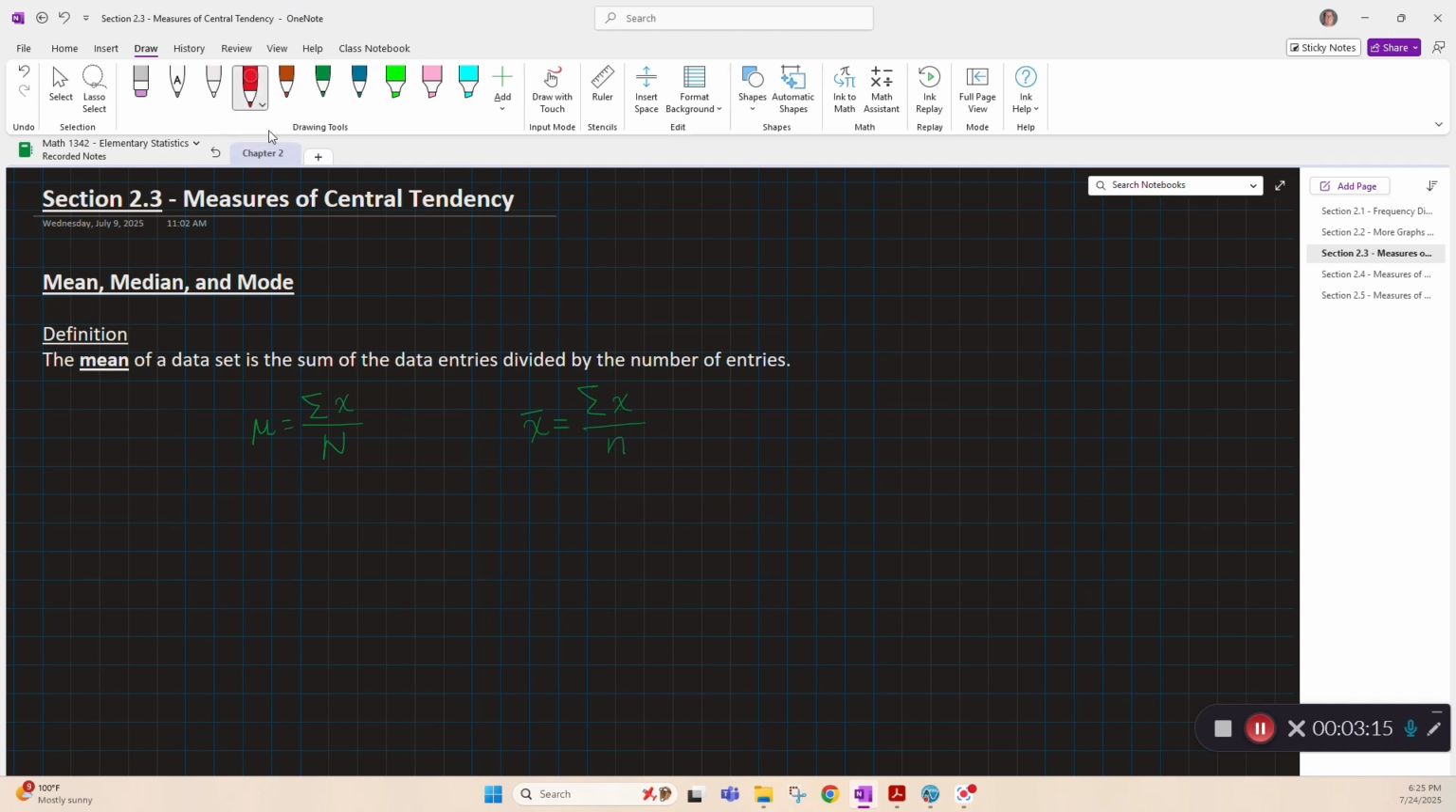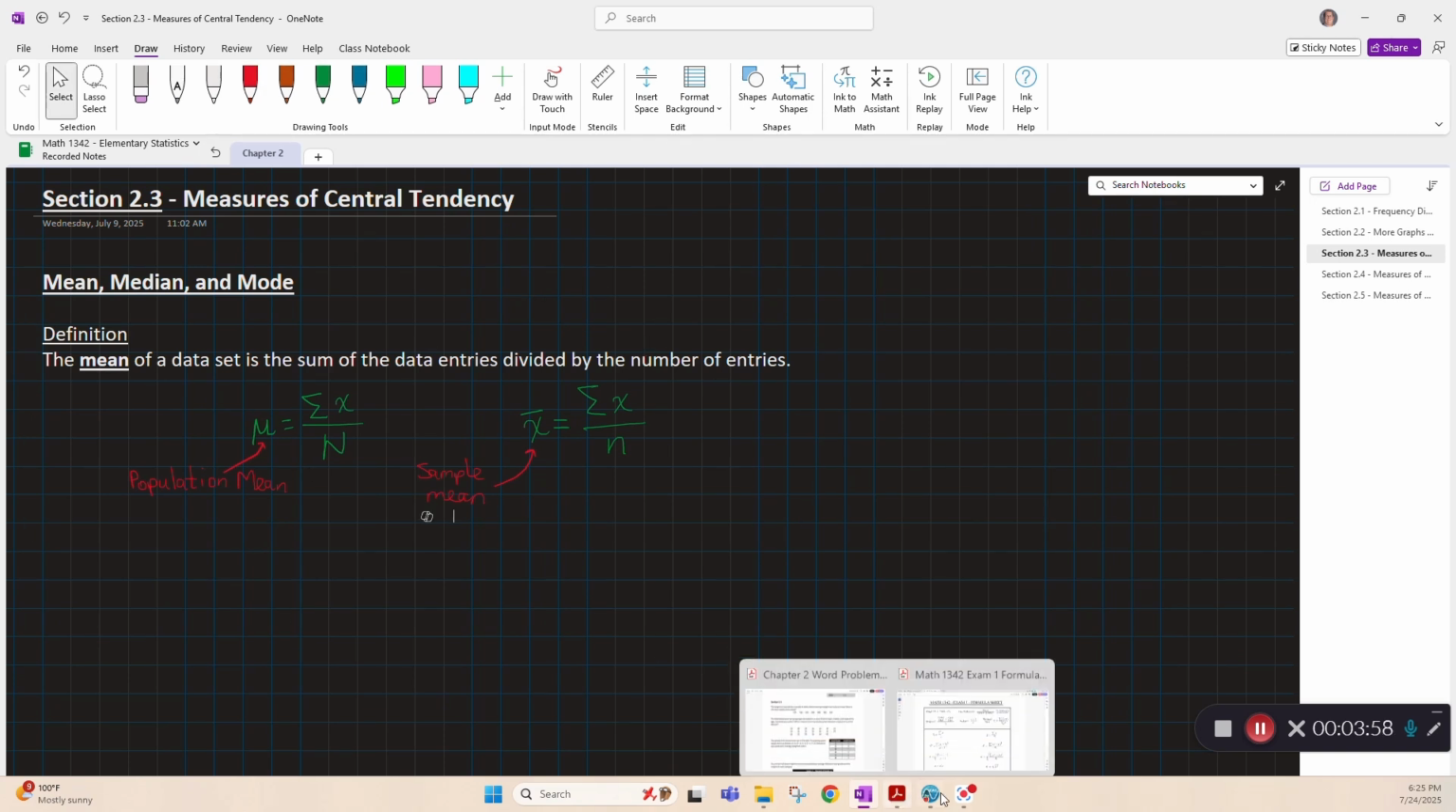Now, let's talk about what all these symbols mean. That mu stands for the population mean. Similar to that, x bar stands for the sample mean. And we say this like mu. M-U. Mu. Like, not moo, but mu. Anyways.